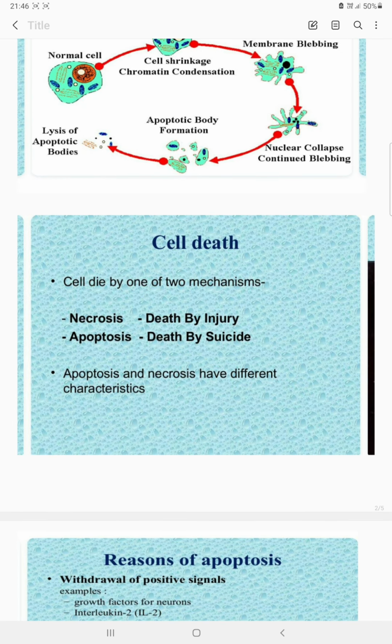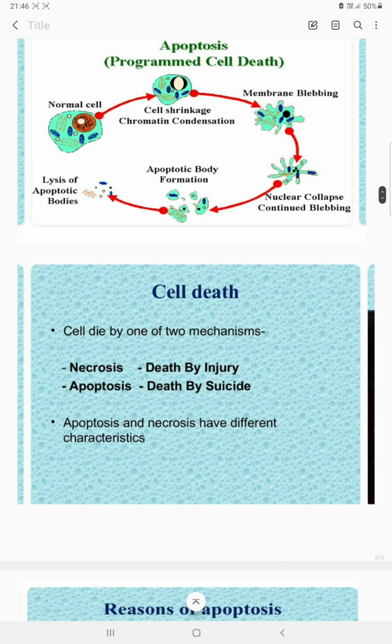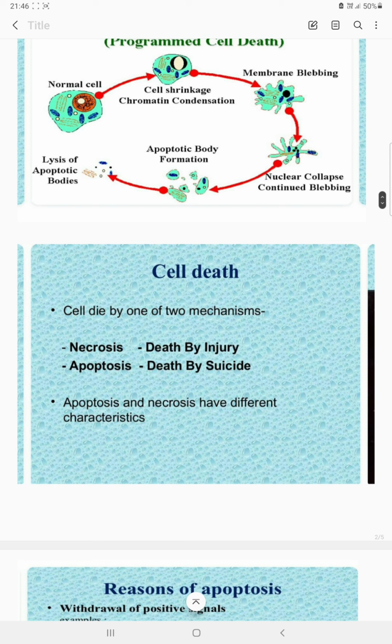The better word for why we need apoptosis is cellular homeostasis. Cellular homeostasis means maintaining the number of cells inside us. If this breaks, then our cells become cancer cells. Suppose we have cancer, then at that particular area we have unlimited or uncountable cells. This is called cancer cells.